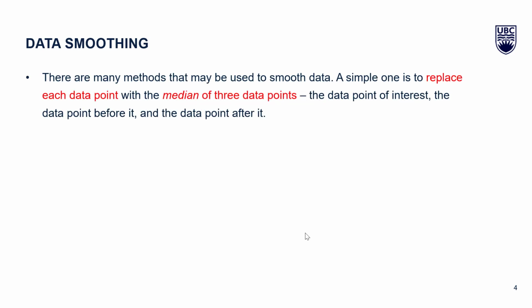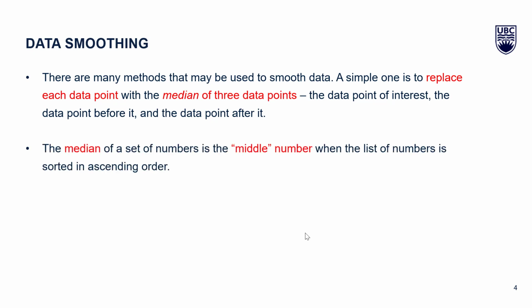There are many methods that may be used to smooth data. The simplest one that we will use today in our lab is to replace each data point with the median of 3 data points: the data point of interest, the data point before it, and the data point after it.